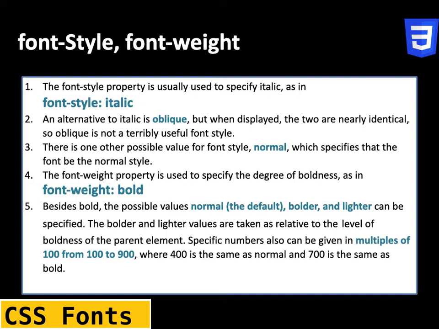So that gives a bold appearance to your font. Besides bold, the possible values are normal, that is the default value, bolder and lighter. So four different values are there: bold, normal, bolder and lighter. Any one of these values can be specified. The bolder and lighter values are taken as relative to the level of boldness of the parent element, that is, relative to the parent element's font size.